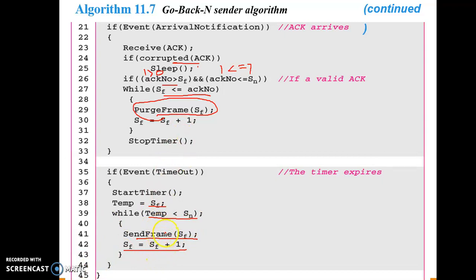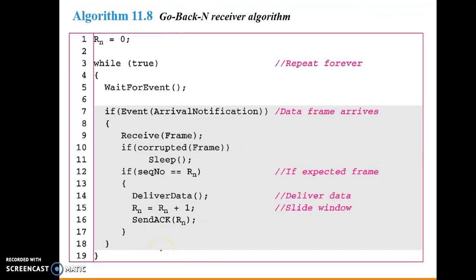0 first, second one, then 2. Okay. So once the data is delivered, on the receiver side Rn is incremented to Rn plus 1. You can send the acknowledgement as Rn.